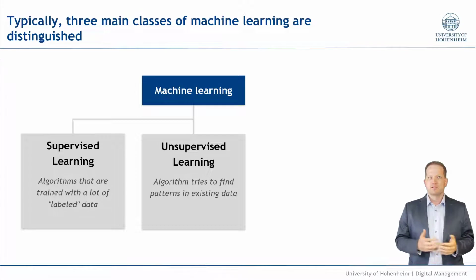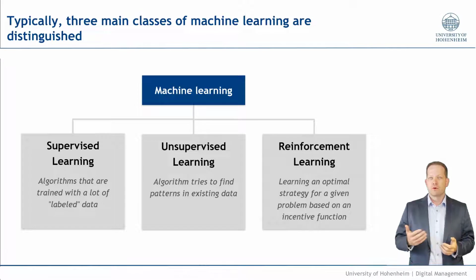There's also unsupervised learning. So this is about algorithms which try to find patterns in existing data. So you don't have the labels, you only have the data, and the algorithm tries to find patterns, for example, clusters in this data. And then the third type is reinforcement learning. This is about learning an optimal strategy for a given problem based on an incentive function.